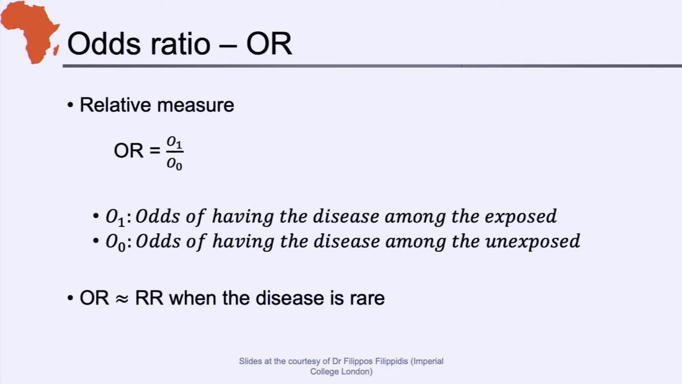And finally, we're looking at the odds ratio, where we have the odds of developing the disease among the exposed over the odds of having developed the disease among those unexposed. That gives you the odds ratio, and when the disease is rare, the odds ratio and the relative risk are approximately the same.